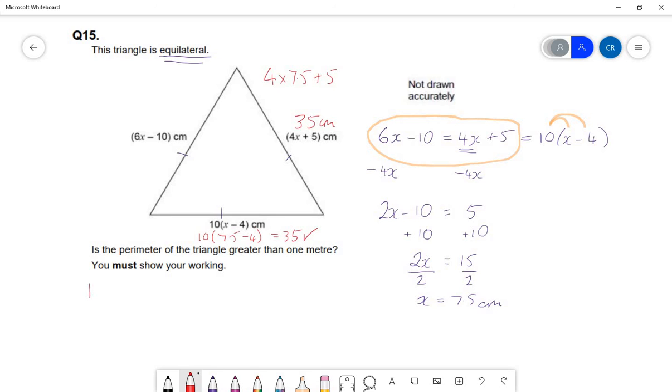So the perimeter is going to be 3 lots of 35, because they're all the same, remember, because it's equilateral, which is 105 centimetres, which is indeed greater than 100 centimetres, which is 1 metre. Okay, so the answer is yes.